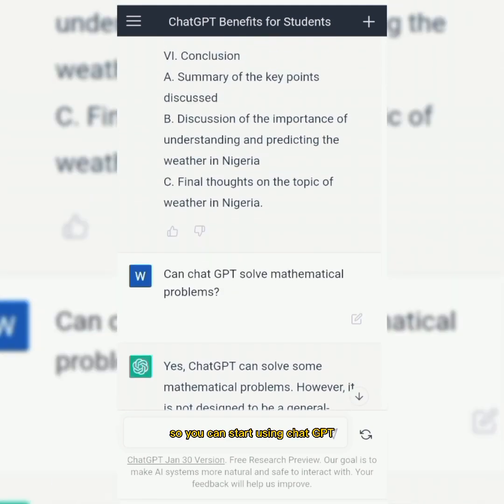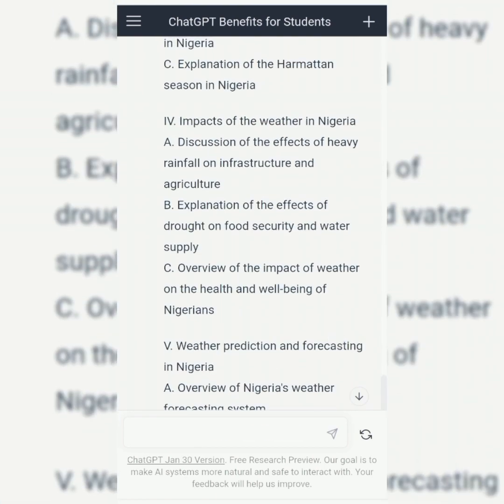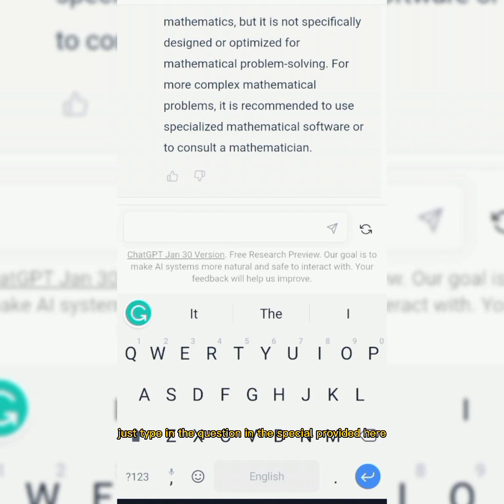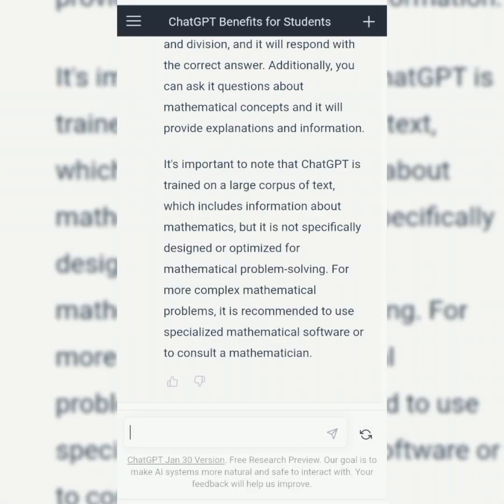So you can start using ChatGPT for your assignment. Just type in the question in the space provided here and get your answer. Work further with the answer, because lots of people are already using ChatGPT, millions of students out there. So you can just frame your answer. Once you get it, you can structure it in a way that is specific to you, in a way that fits better with your writing style.